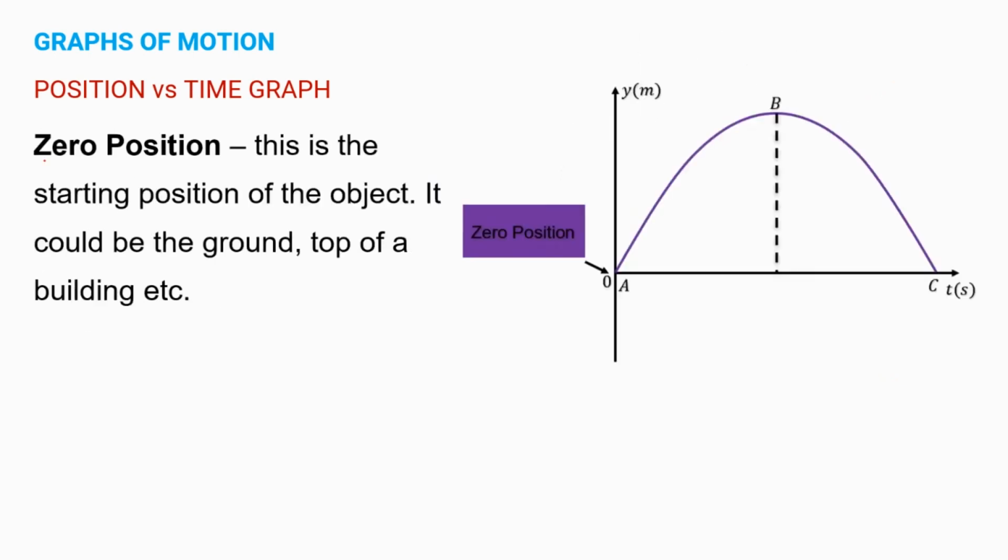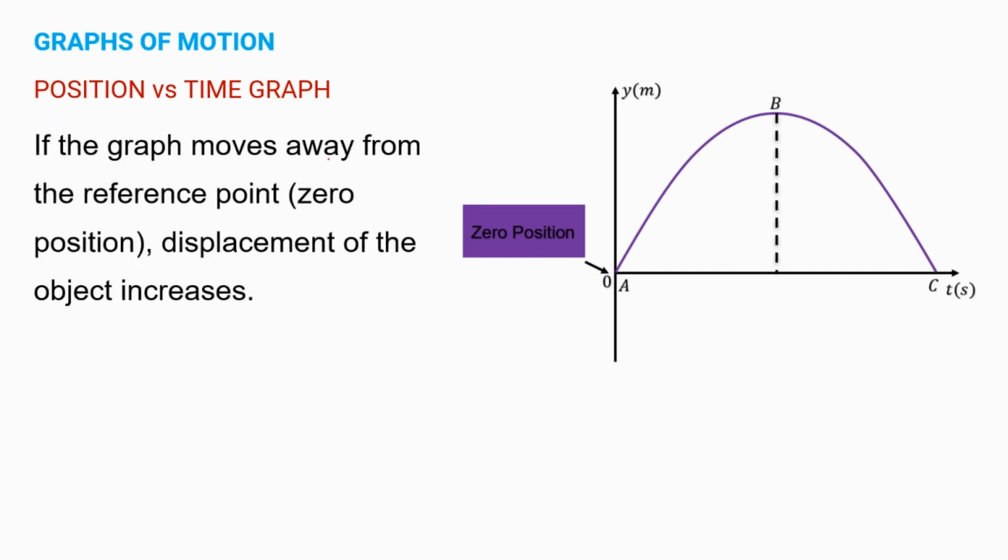The zero position, what is it? This is the starting position of the object. It's not on the ground every time. It can be on the top of the building. Remember, the projectile can be launched from the top of a building, from the ground, or from a balloon, something like that. So that starting point is what we call the zero position.